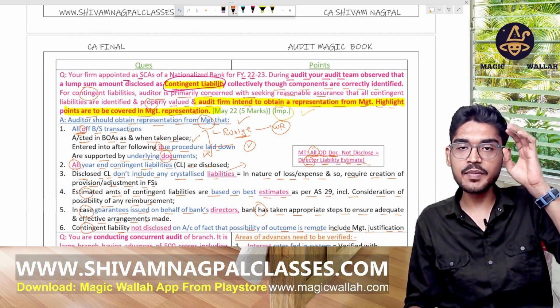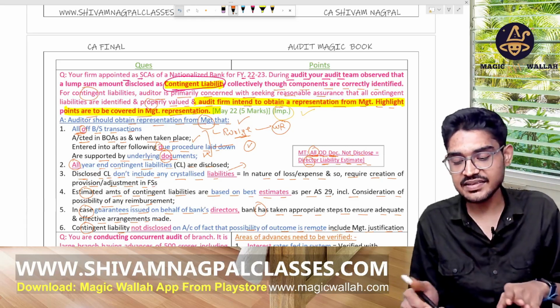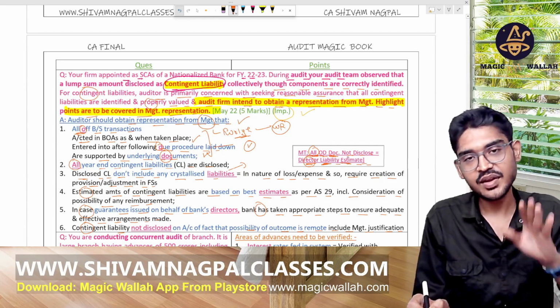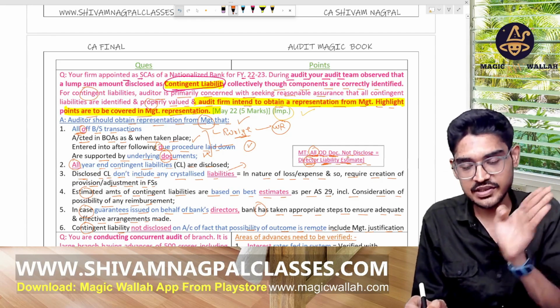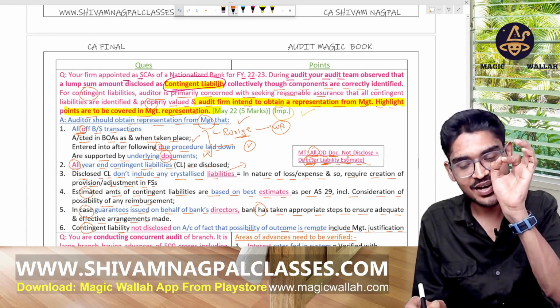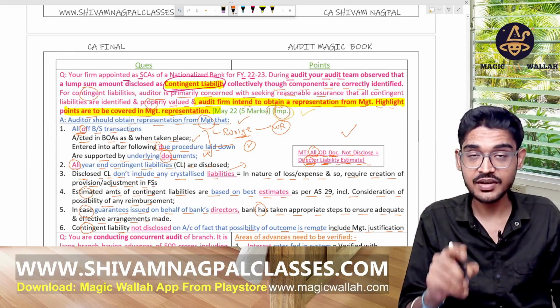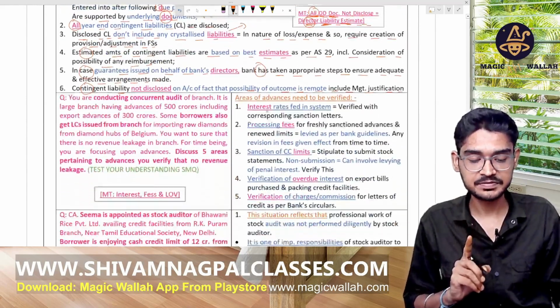So if all OD documents are not disclosed, in that case we have to estimate the director's liability. All OD documents not disclosed, in that case estimate the director's liability, right? This is a memory technique. Good question, can be asked in exam, remember this.